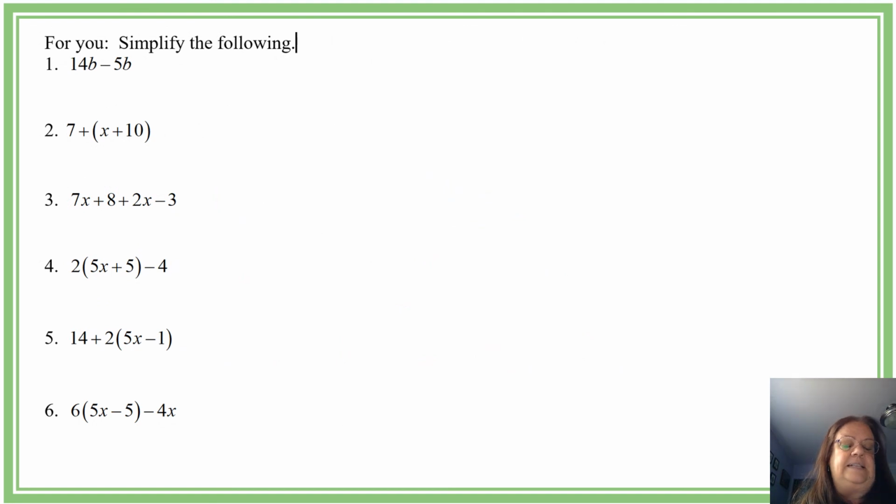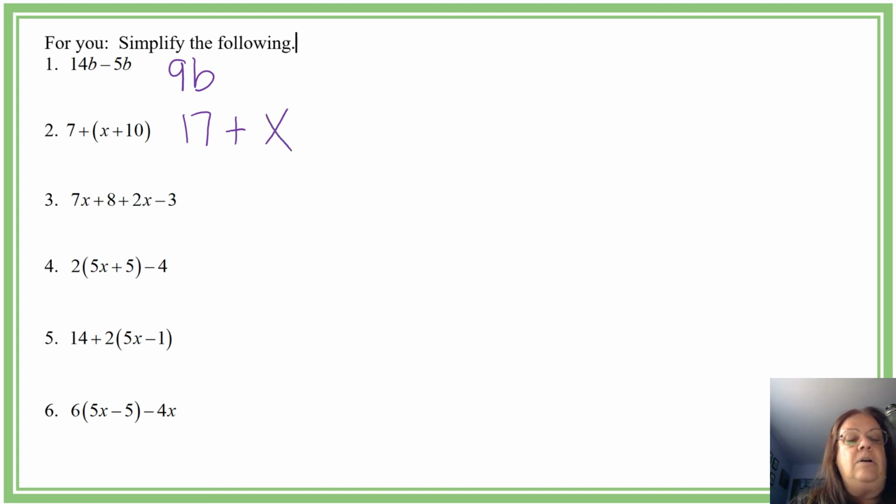All right, last slide. Simplify. Okay, 14b minus 5b, they're like terms. I get 9b. 7 plus x plus 10. Well, there's no coefficient, nothing multiplying, so there's nothing to distribute. So I can just get rid of those parentheses. 7 and 10 is 17. And then I still have my x all by itself.